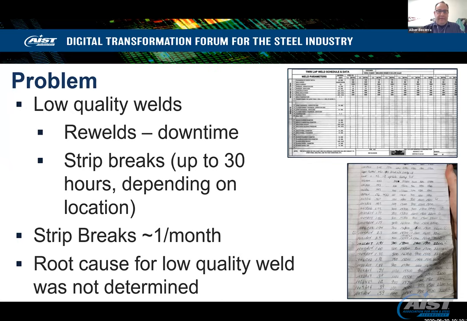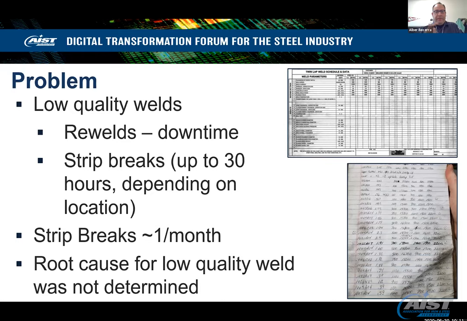The second problem is when the operator believes, with his criteria, that the weld seam was good enough to make it from the entry to the exit of the line. But for some reason, due to the strip tension and the bends as it goes through all the rolls in the line, we had strip breaks. When the strip breaks, the time we need to put the line together and start it again depends on where the strip broke.